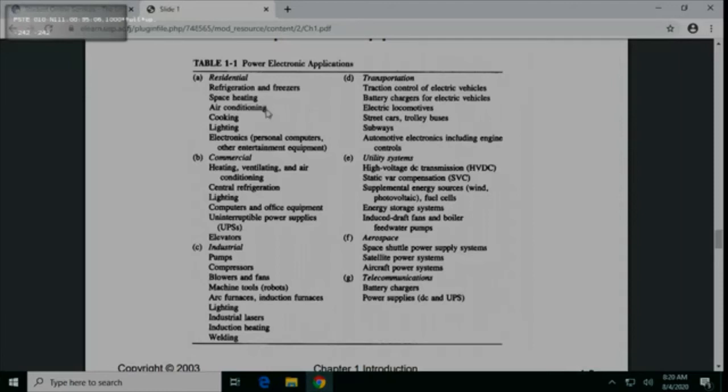Lighting, electronics, personal computers, and other entertainment equipment. PS4, PS5, how many of you are waiting for PS5? No one? Oh my god.